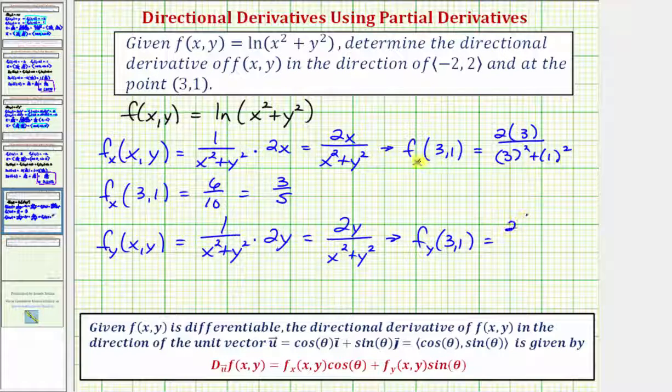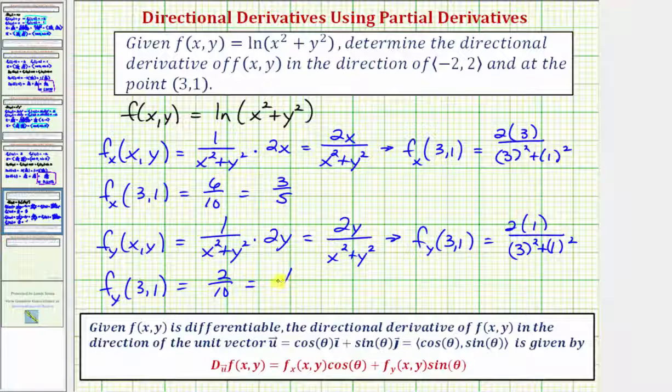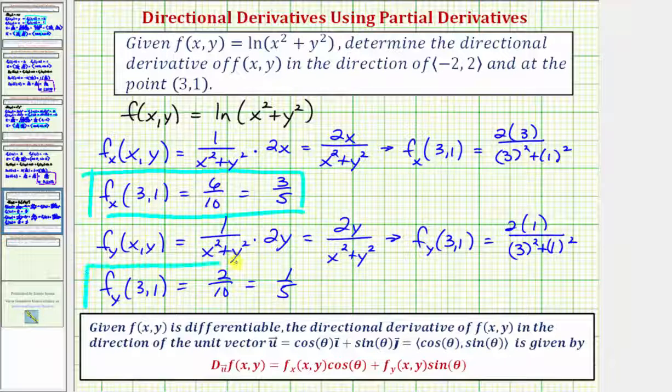So here we'd have 2 times y, which is 1, all divided by, again, 3 squared plus 1 squared. So here we have 2/10. So the partial derivative with respect to y at the point 3, 1 is equal to 2/10, which equals 1/5. So we need this value and this value to find the directional derivative at the given point in the given direction, but we also need to find cosine theta and sine theta by determining the unit vector in the direction of the vector with components -2, 2. And let's do this on the next slide.